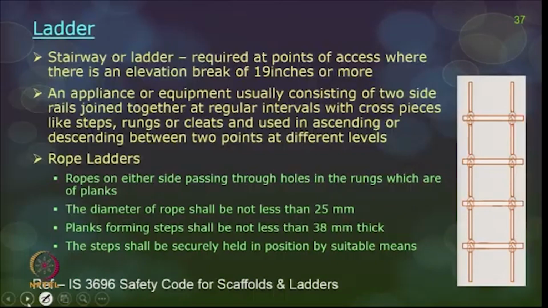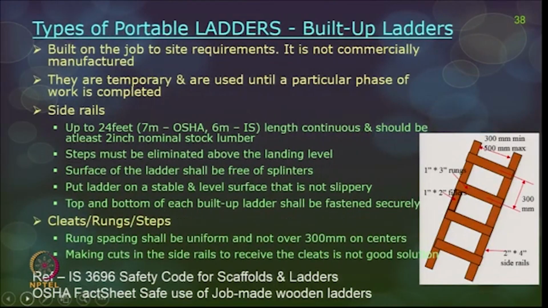So, a ladder is an appliance or equipment usually consisting of two side rails. Okay, there are two side rails which are joined together at regular intervals with cross pieces, which are also called steps, rungs or cleats, and primarily used for ascending or descending movement between 2 points at different levels. That is the definition of a ladder. Now, there are so many portable ladders which we are going to discuss in today's class. Number one is built up ladders. As the name implies, built up ladders are job made ladders.